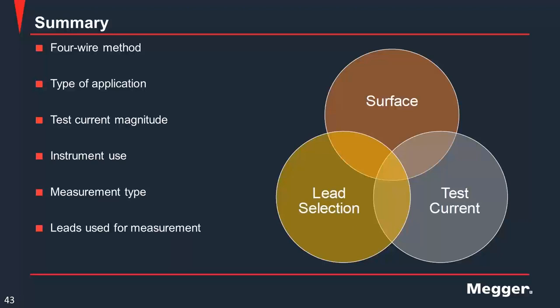The instrument used is also one of the considerations. You need to choose the right instrument for your application. If you just need to test a breaker, I think you don't need to use the lead with one enclosure, because mostly for testing breakers you need a permanent connection, and you need a separate connection between the current and potential probes. In summary, there are three aspects to be considered: surface type, lead selection type, and test current type, which can impact the measurement.